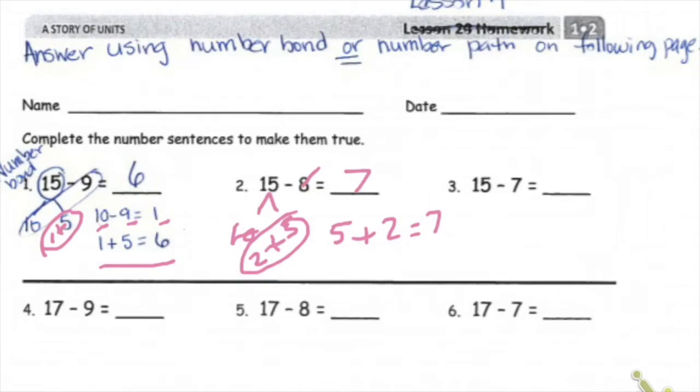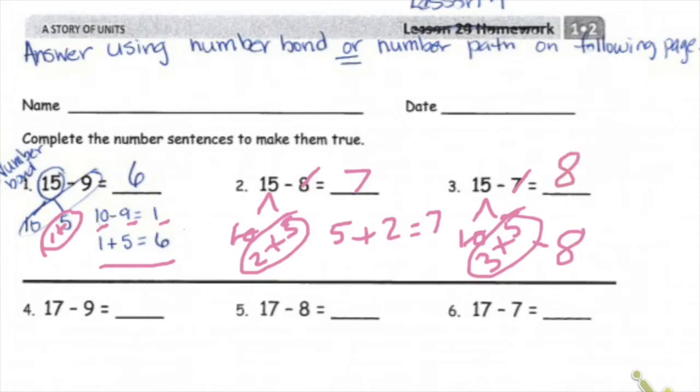All right, let's go to 15 minus 7. Same thing, we're going to decompose the 15 the say 10 way into 10, 5. This time we're taking 7 away from 10, and we know that partner is 3. We're going to circle the 3 and the 5, add them together, and we know that answer is 8. 3 plus 5 equals 8, and that is our answer.